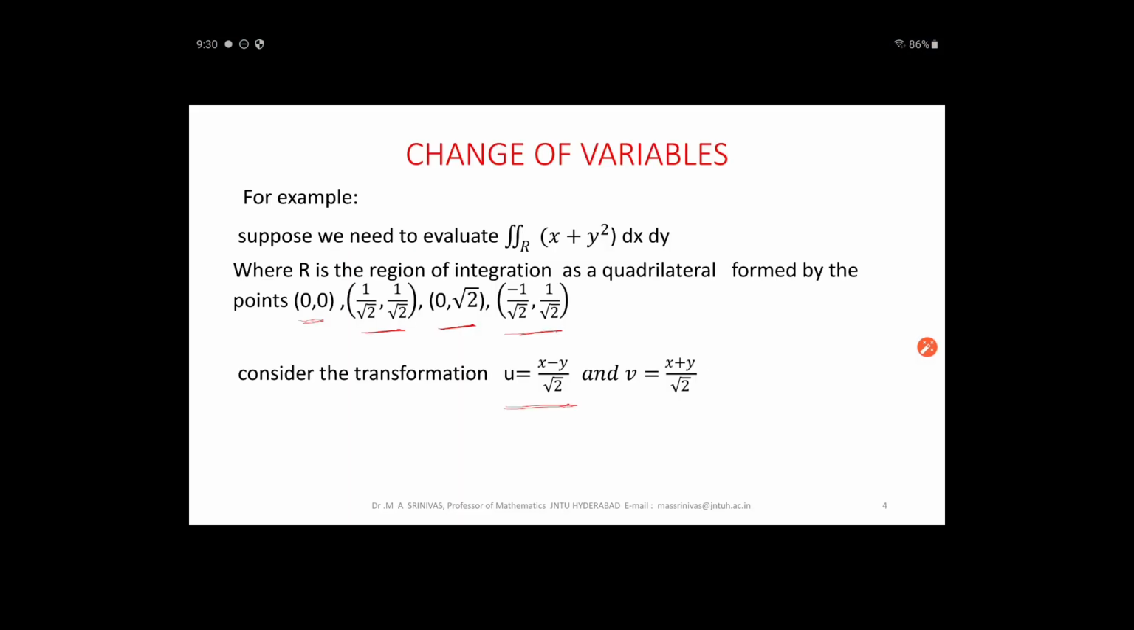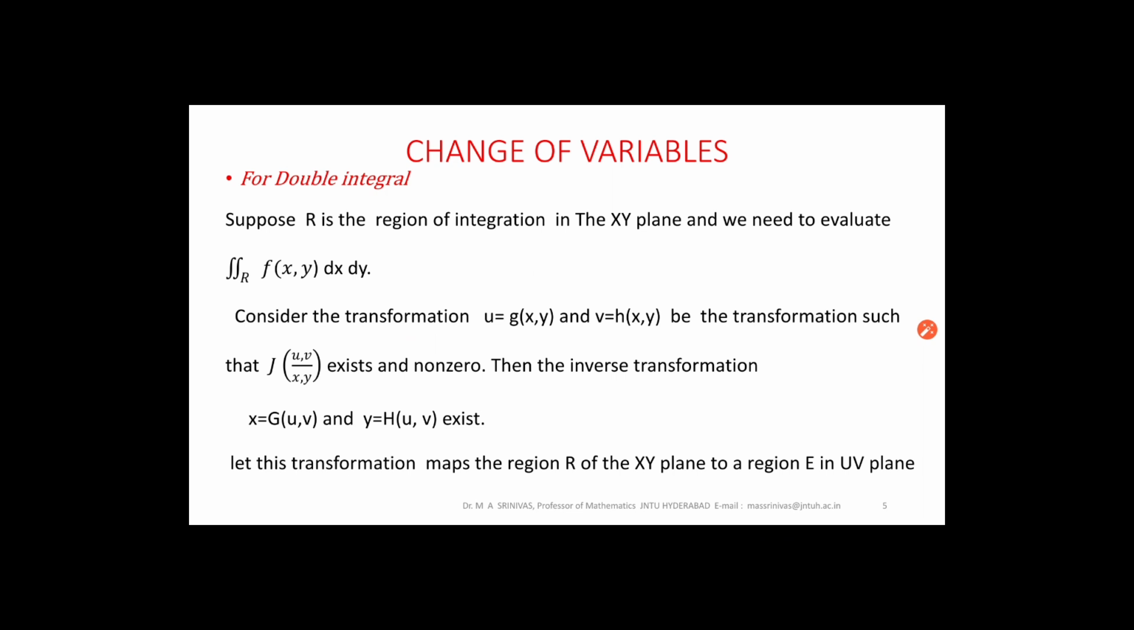Okay, so let us see here. For a double integral, suppose R is the region of integration in the xy plane, and we need to evaluate this. Suppose I consider a transformation u equal to g of xy and v equal to h of xy. Using this transformation, I am changing from the xy plane to the uv plane. In the previous example, this g of xy is x minus y by root 2, and h of xy is x plus y by root 2. This is the transformation we have taken.